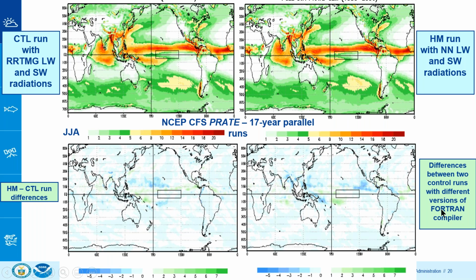The difference between two runs is different versions of the Fortran compiler, because the model is very nonlinear, and precipitation rate, which is shown here, is a very nonlinear parameter. Of course, even round-off errors cause some difference between runs, but nobody can argue that these differences are not negligible. And you can see that the differences which the neural network introduced are as small as differences due to round-off error.